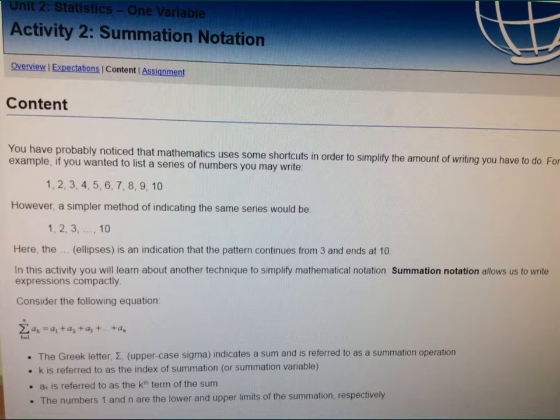Now what I would like for you to do is read through the content of the Activity 2 summation notation. And I've worked through the first example with you. There are a couple of other examples there. When you feel like you understand the summation notation idea, there is an assignment that you're going to work on, and the link will be provided in the calendar on the homepage for our D2L course.